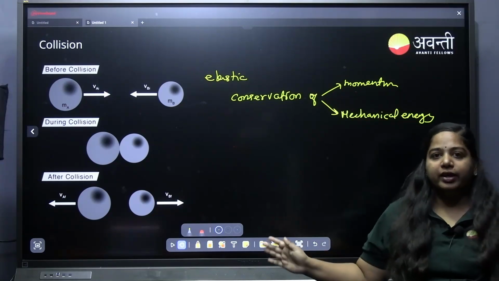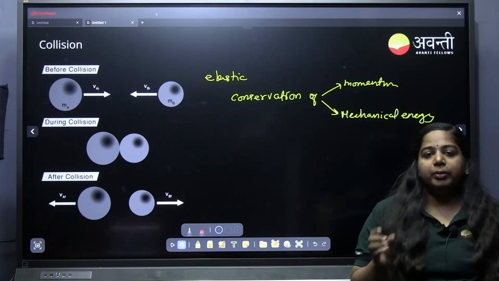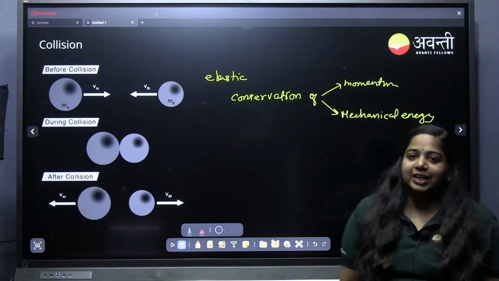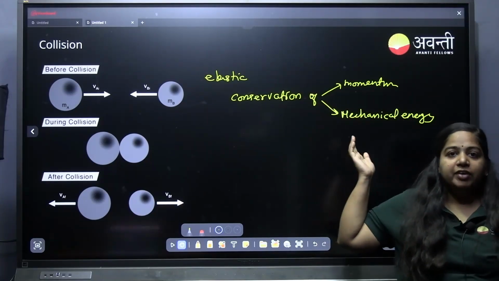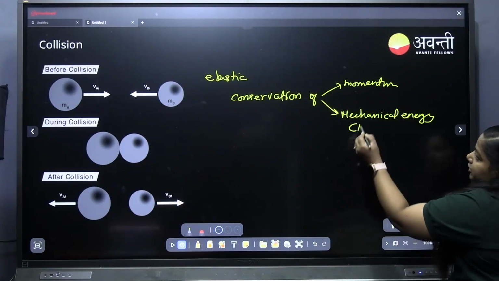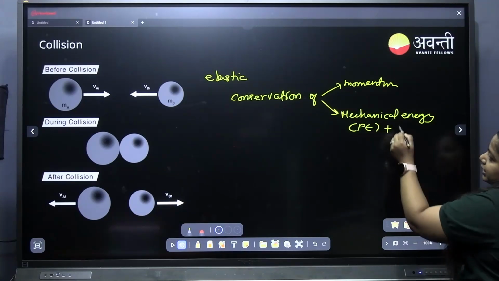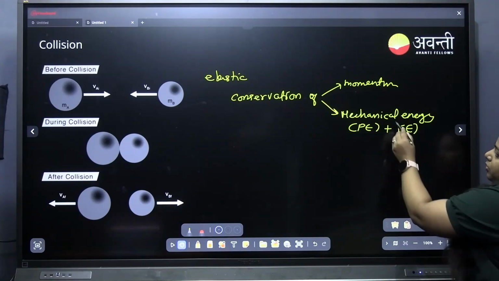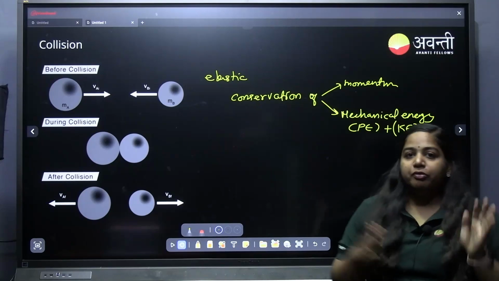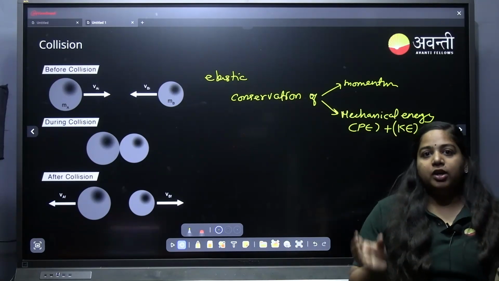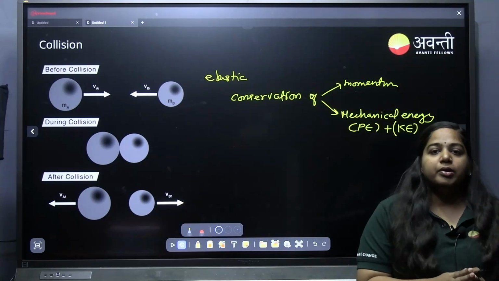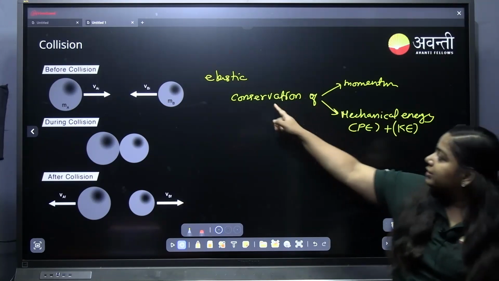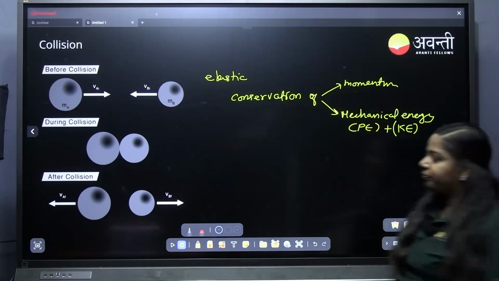You already know that the total momentum before and after should be the same. For conservation of mechanical energy, we are only considering potential energy plus kinetic energy. Before the collision and after the collision, total potential energy plus kinetic energy should be the same. So for elastic collision these both will apply.